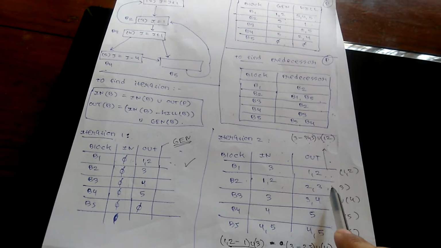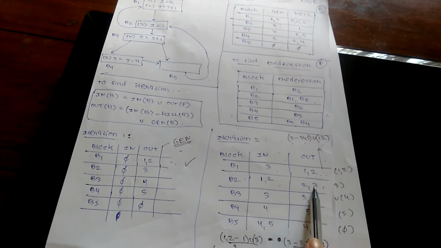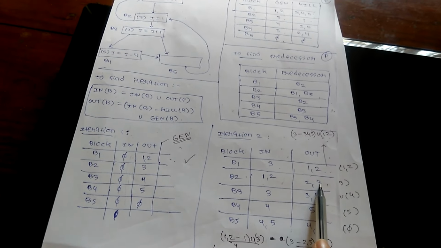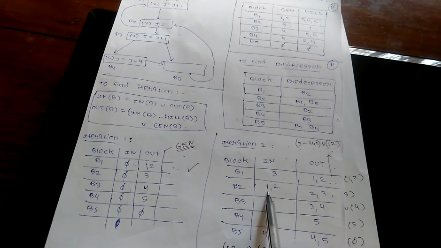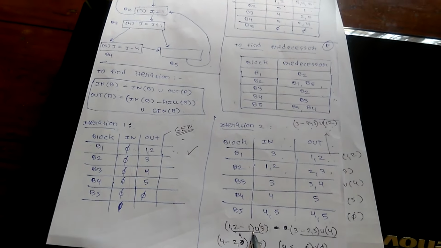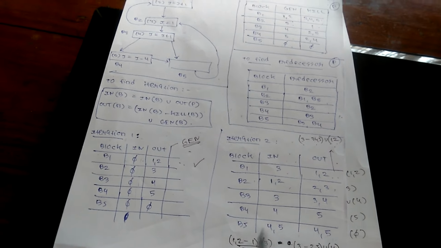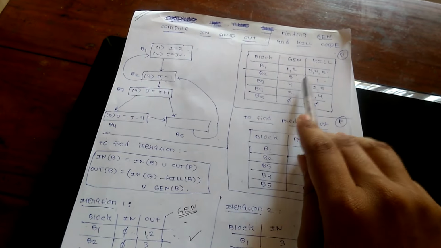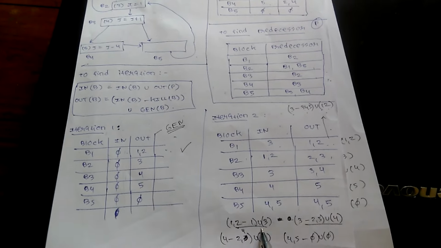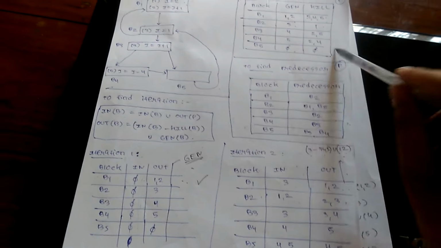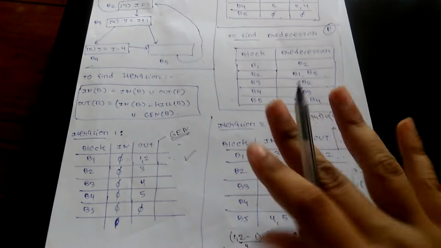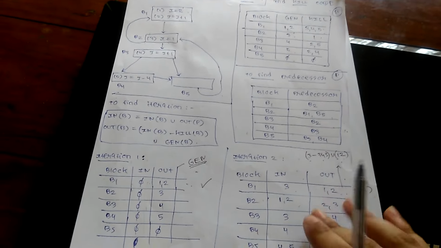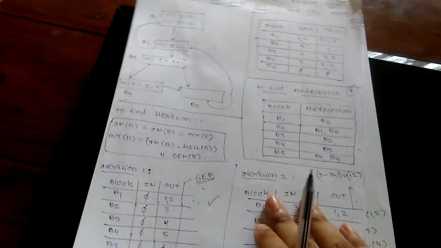And what is the out? To calculate the out, we have to use in. The formula of out is in minus kill union gen. So in means 1 2 minus, what is kill of B2? Kill of B2 is 1. So 1 2 minus 1 union 3. In a similar way you can put all the values of the iterations. This is iteration 2.